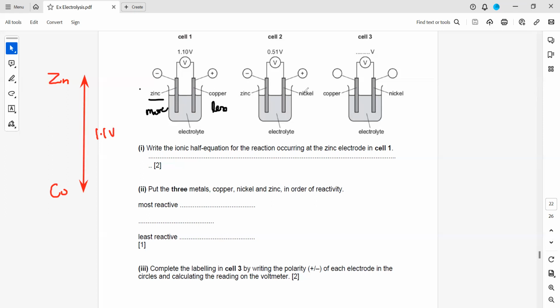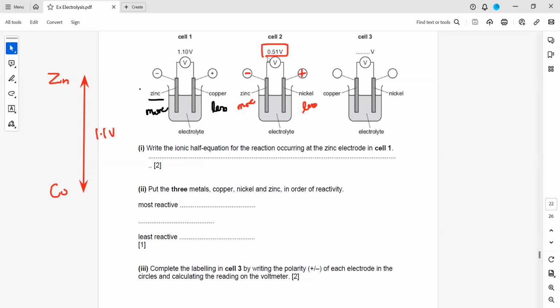When you check zinc and nickel, again zinc is negative and nickel is positive. So what does that give an idea? Because zinc is negative, zinc is more reactive and nickel is less reactive. And the difference in the reactivity is smaller. How do you identify that they have a small difference in the reactivity? Because you can see 0.51. 0.51 is a smaller value as compared to 1.1.